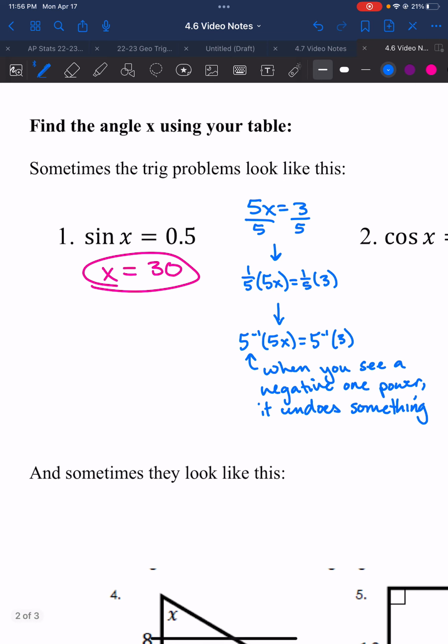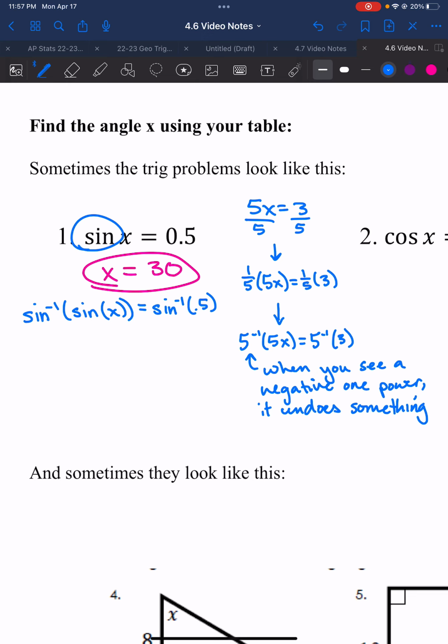When we're looking at this, we're multiplying by 5 on the x. Well, to undo it, I'm going to multiply by 5 to the negative 1. When I see that negative 1 power, it is undoing the thing I was doing before. So now bring that over here with us. When I see sine, how do I undo a sine function? Well, I do a sine to the negative 1 function. So we would write this as sine negative 1 of sine of x equals sine negative 1 of 0.5.